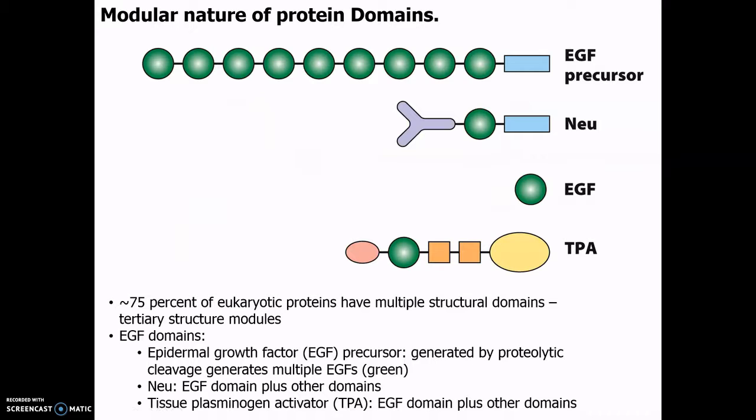The idea of having a separate area that has a separate function is where we get into the idea of domains. So oftentimes proteins will have particular parts of the protein that serve a particular function, and then a whole other part of the protein that serves a different function. So here's an example of that. Here we have something called the EGF precursor protein. This is what is produced in order to make this thing called EGF. This is also known as epidermal growth factor.